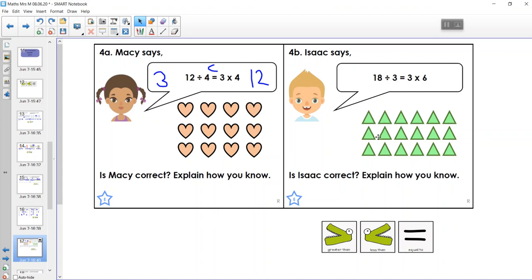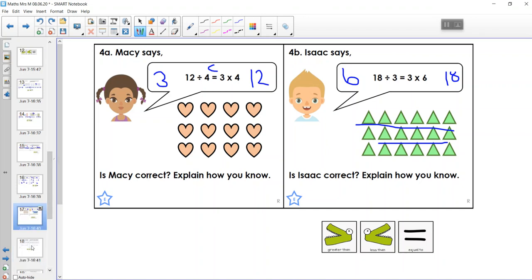Well, I've got 1, 2, 3, 4, 5, 6. 3 times 6 is 18. But if I divide my 18 into 3 groups, it gives me 6. So he's wrong again because 18 divided by 3 is less than 3 times 6, even though we're using the same number fact to work out the answer.